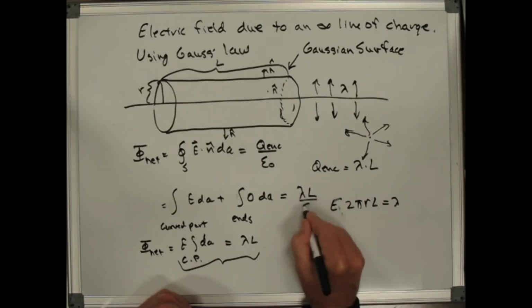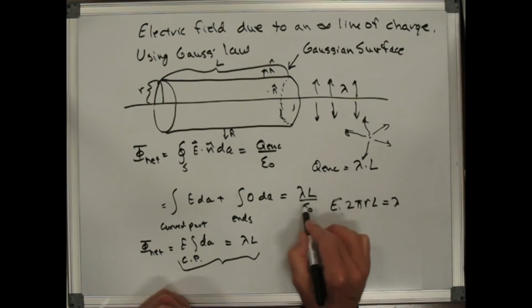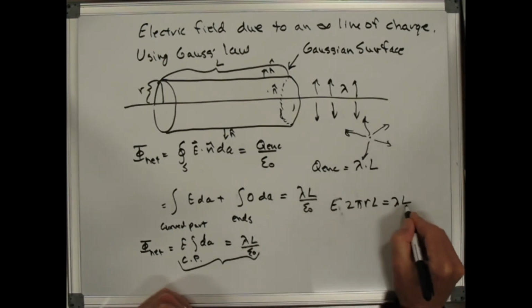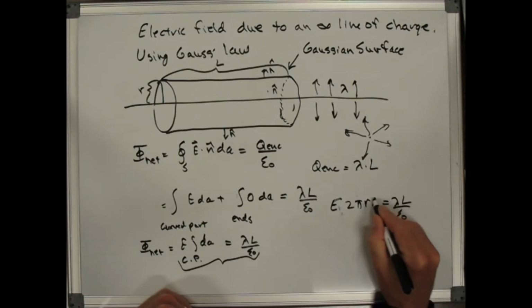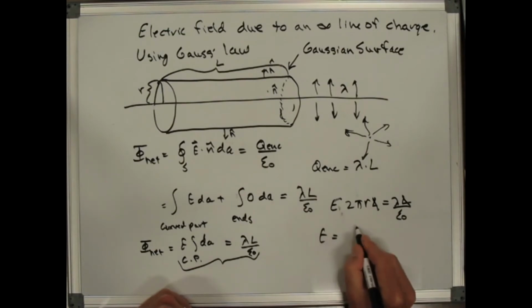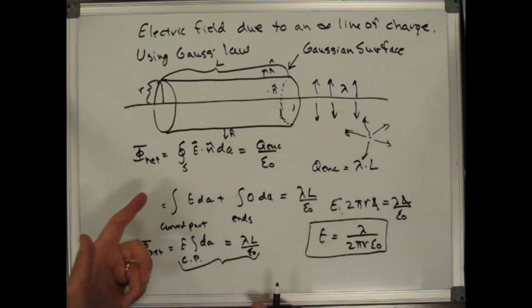Oops, I left an epsilon naught, sorry. It was Q over epsilon naught, right? Q is lambda L, so I have an epsilon naught here and an epsilon naught here. Lambda L over epsilon naught. The L's cancel. And so now I get E is equal to lambda over 2 pi r epsilon naught, which is just what I got from the other version.